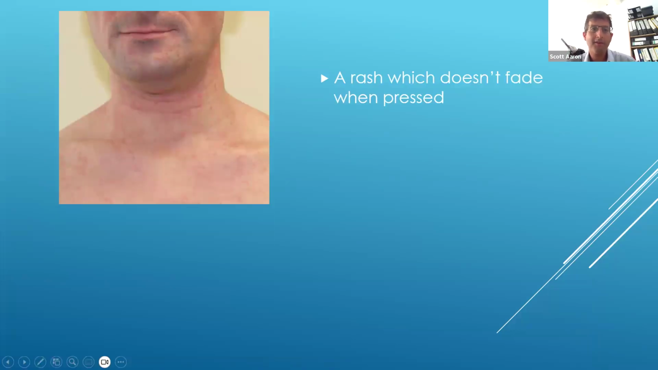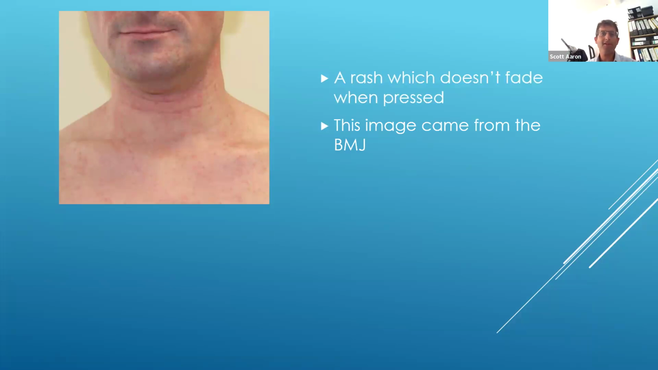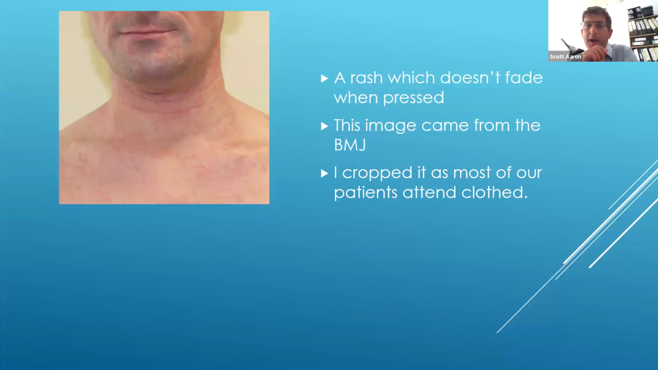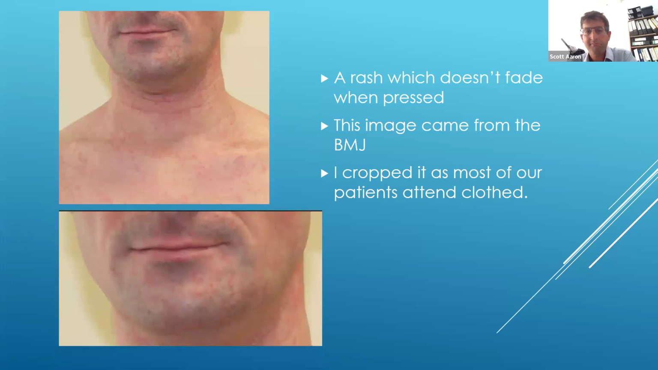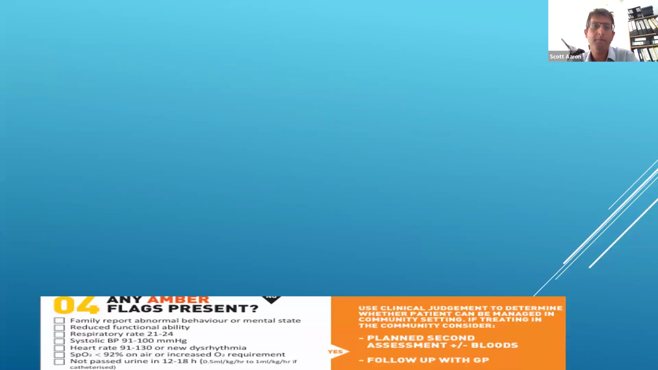So I picked this picture up from the BMJ. This is what a sepsis rash looks like. Well, yeah, it's fairly clear, isn't it? I don't know, just about. However, most of the patients that I see in practice, I expect most of you see, attend with their clothes on. I'm not convinced I see that. I mean, yes, I can see it when I'm looking for it, but would I spot it if I wasn't looking? Maybe not. I don't know. The whole point is sepsis is difficult to diagnose, and we've got to be aware of it.